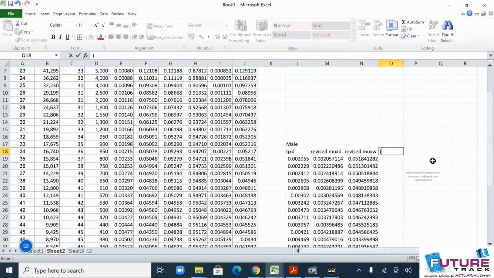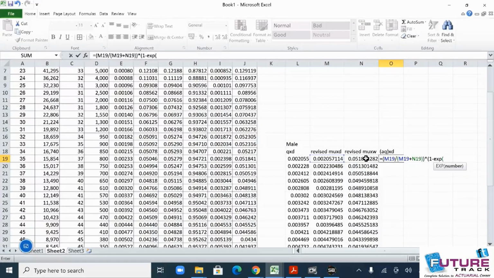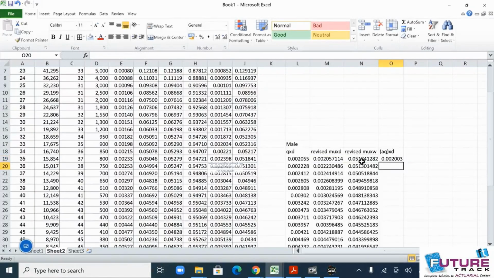So class, you get AQ xd. So this is my mu xd divided by mu xd plus mu xw into 1 minus e to power minus of this and minus of this, class. Fine. So class, this is my AQxd.